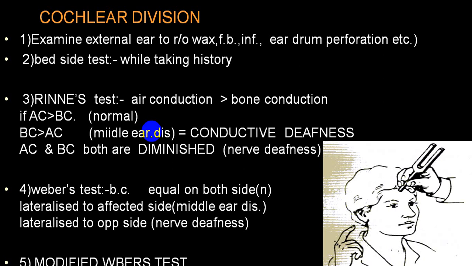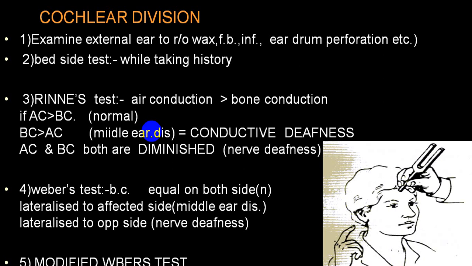In Weber's test, after striking a tuning fork, you put it exactly in the center part of the vertex, either on the forehead or on the top of the vertex, and ask the person on which side he is able to hear better. In a normal person, bone conduction is equal on both sides. That means the person will be able to hear equally on both sides. If the person says he is able to hear much better on one side, so if it is lateralized to one side, that is to the affected side, it indicates middle ear disease.